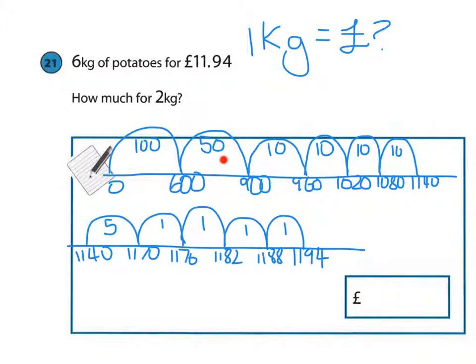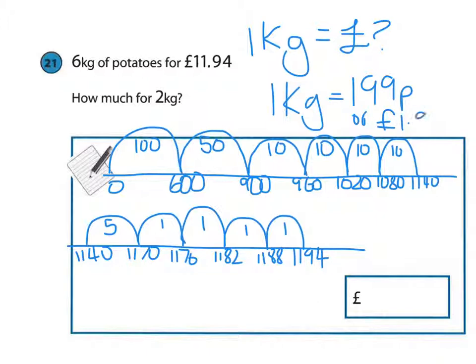So 100 plus 50 is 150, 160, 170, 180, 190, 195, 196, 197, 198, 199. So 1 kilogram of potatoes is 199 pence, or £1.99. The question's asking how much for 2 kilograms, so I need to multiply that by 2. So £1.99 add £1.99.